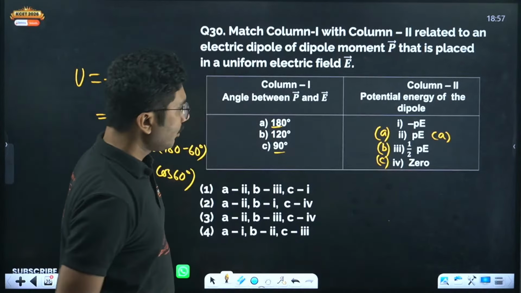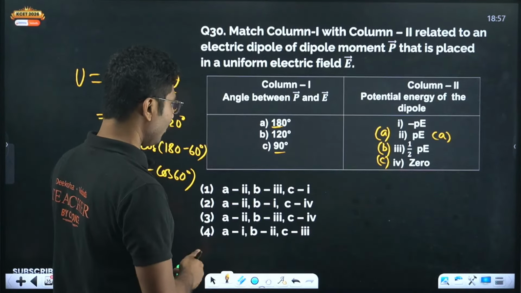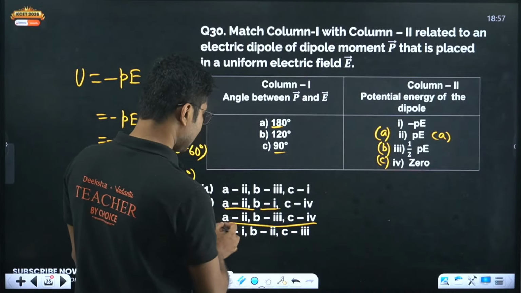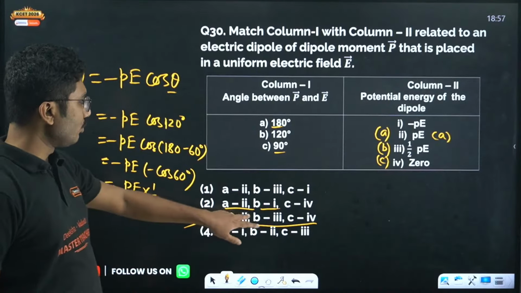So A2, B3, C4. A2, B3, C4. So the correct answer is this one. This is the correct match, A2, B3, C4.